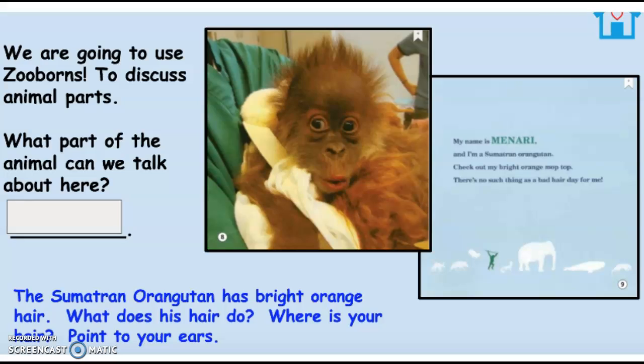What does his hair do? Remember, if we look back, he said he's got a bright orange mop top, and there's no such thing as a bad hair day for him. I'm thinking he might be kidding. His hair is a little bit crazy, isn't it? Where is your hair? I want you to think about your hair. What can it do? What does it look like?